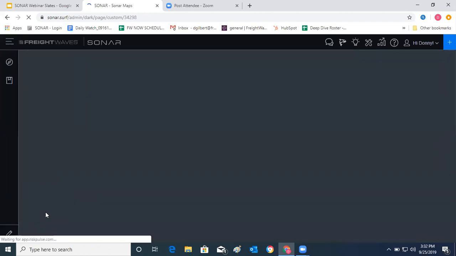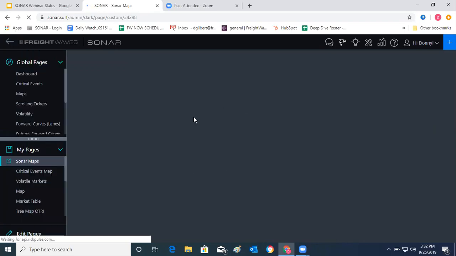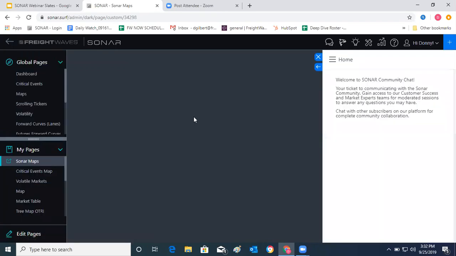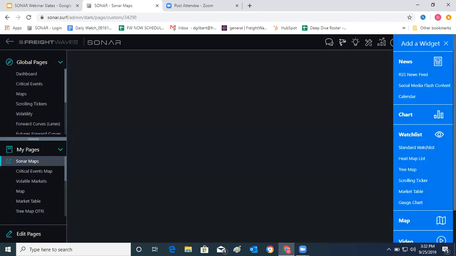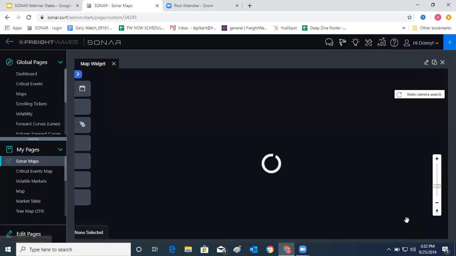Now, each time you add a map, it will show up here and it will be blank. And that's because we're about to build a page. You'll go over here to the top right here with the blue box with the plus on it. I will click that, and I will go down and I will look at the maps.